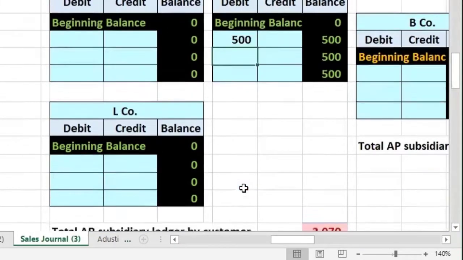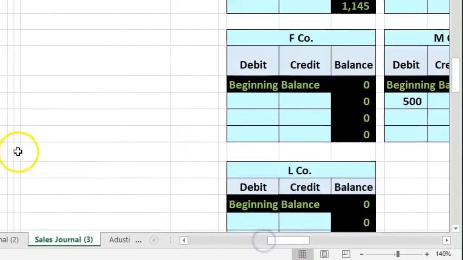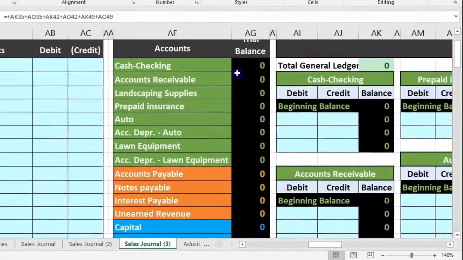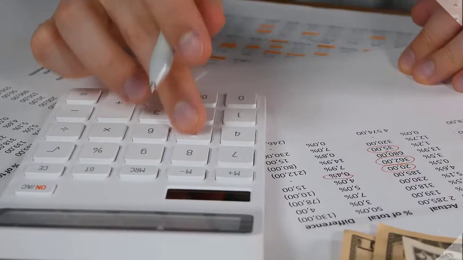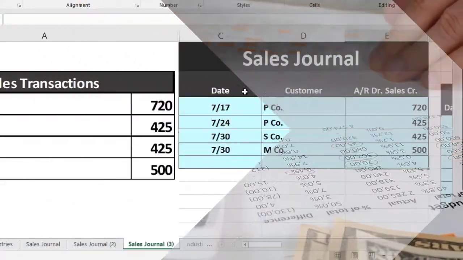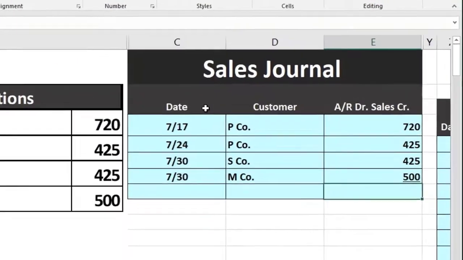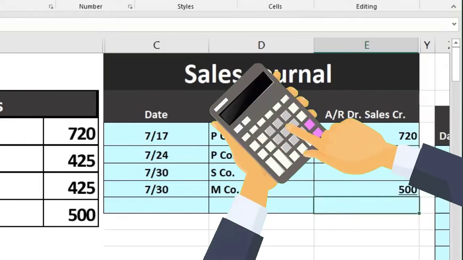So now our accounts receivable subsidiary ledger shows $2,070. That's red because it's not reflecting what is in our general ledger or the trial balance. It will, hopefully, however, once we do the transaction at the end of the month, being the sum of the sales journal. So now we're just going to sum these up. We're going to add them up, the 720 plus the 425 plus the 425 plus the 720, the total sales made during this time period.